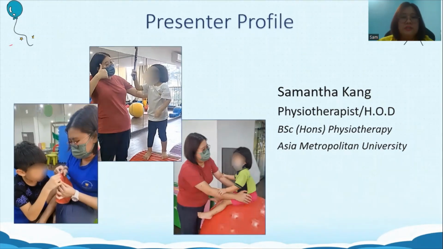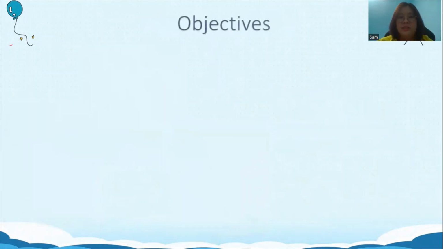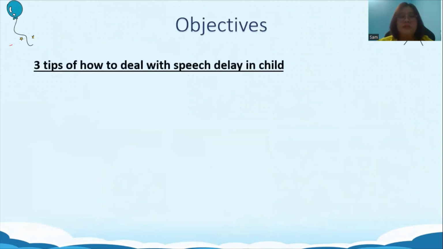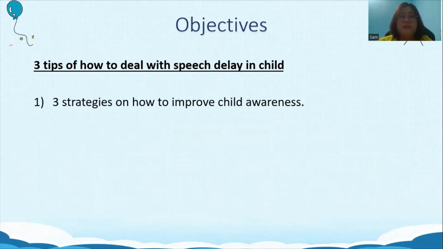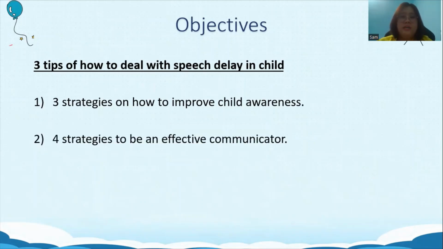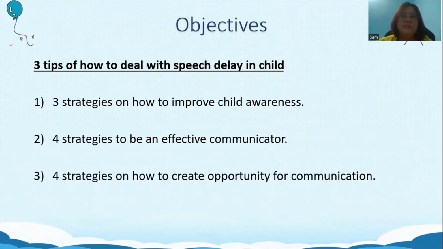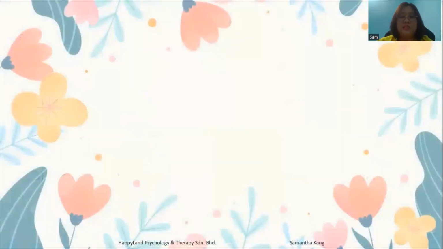Okay, so let's go into our topic. Today, the objectives of my topic will be, I will be talking about 3 tips on how to deal with speech delay in child. The first tip is I'll be talking about 3 strategies on how to improve the child's awareness. The second tip will be on 4 strategies to be an effective communicator. And the third tip will be 4 strategies on how to create opportunity for communication. Okay, so now we're going into our first tip.